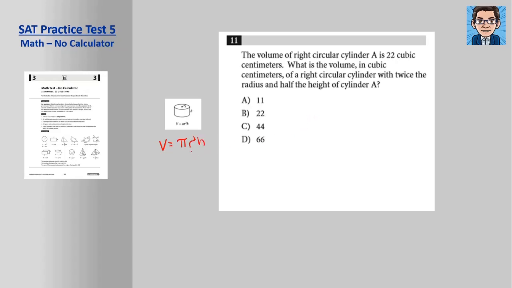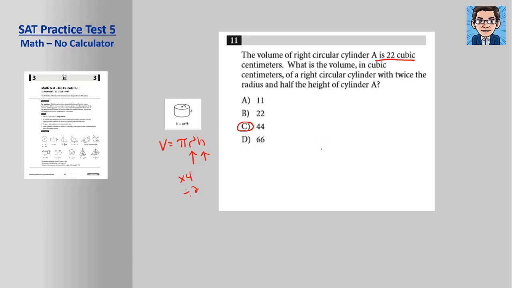So if the radius is going to double, then that's going to make the whole answer go up by 4 times because we're squaring that. And then if the height is cut in half, it's going to make the whole thing cut in half. So if we're multiplying by 4 but dividing by 2, it's going to double. So we're doubling this 22 to get 44.